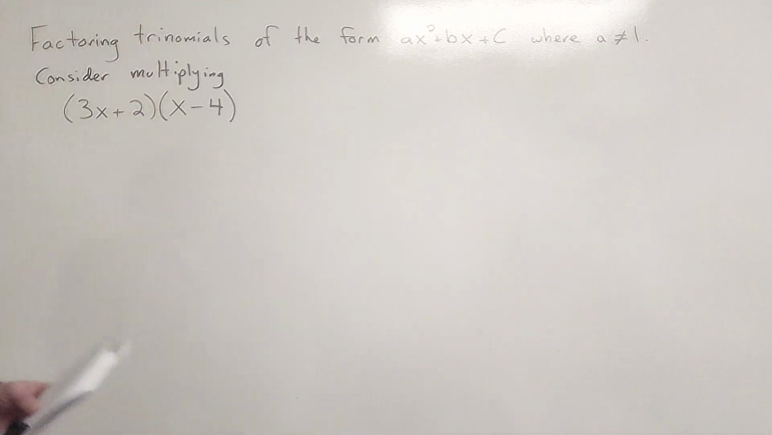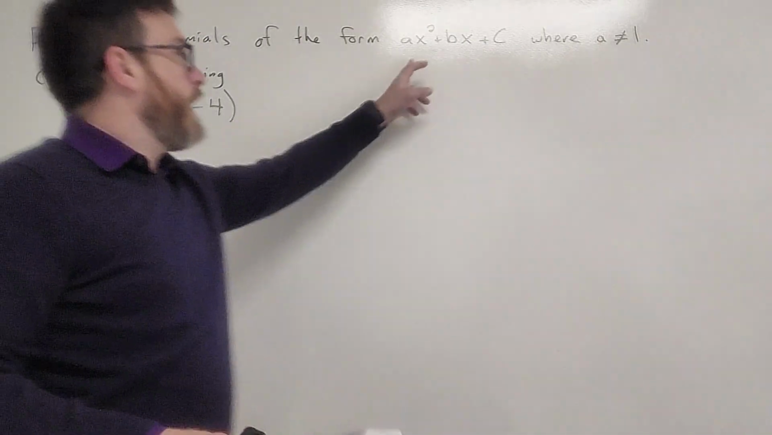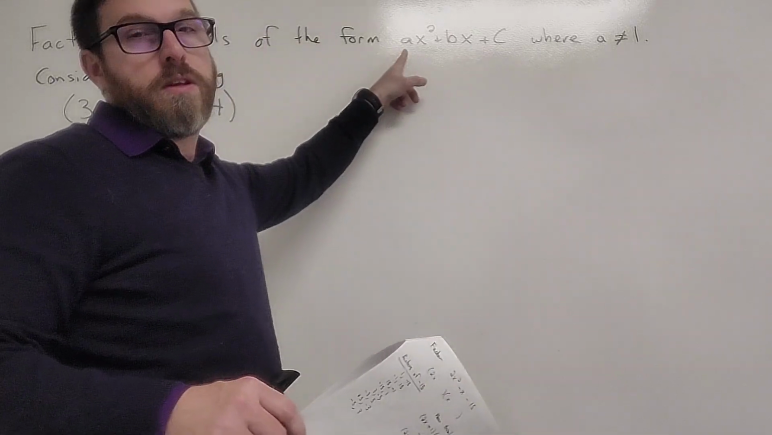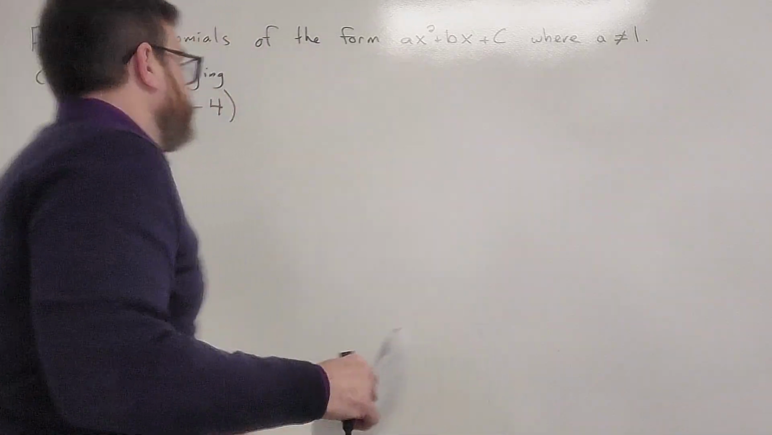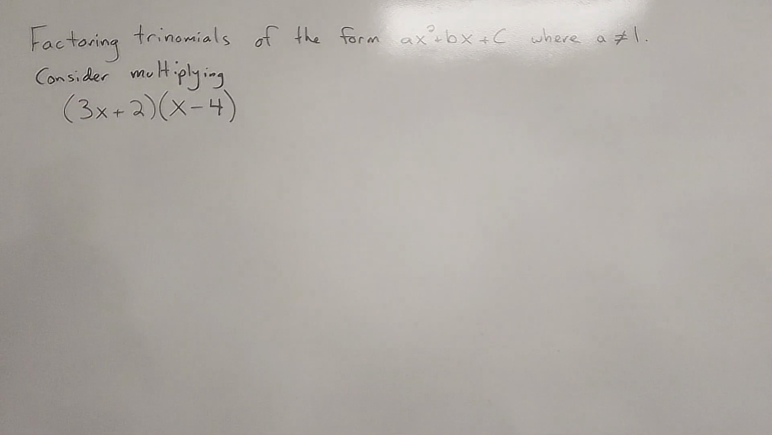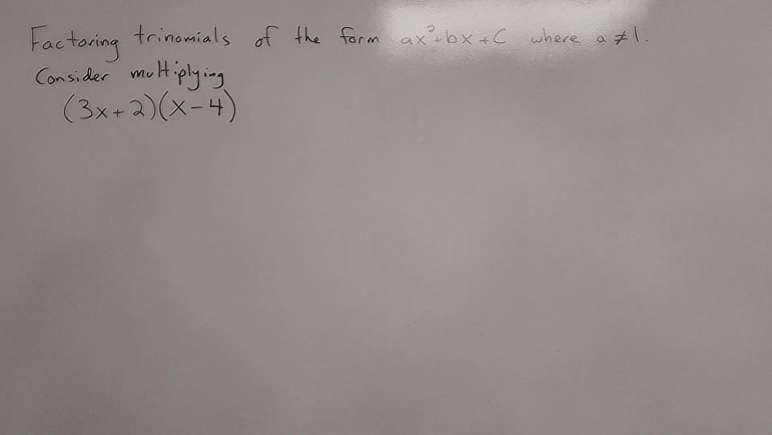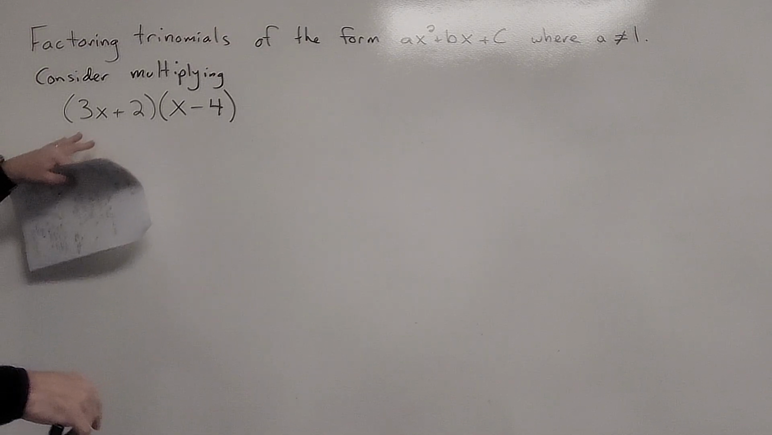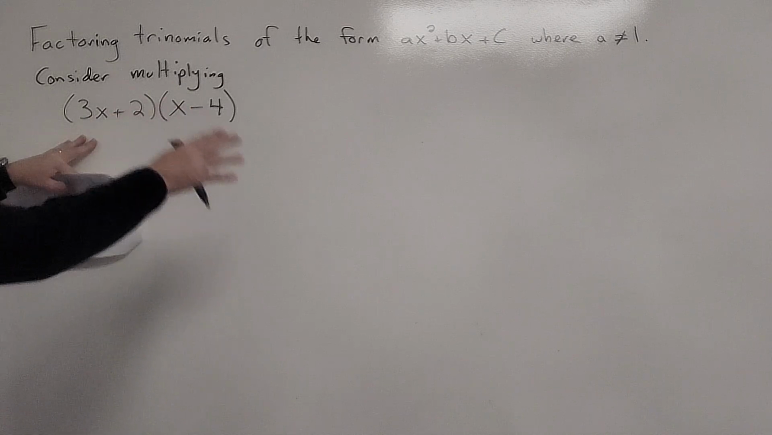So we're going to factor trinomials in the form ax squared plus bx plus c, where the first coefficient is not equal to 1. Before we do that, I want to consider multiplying two binomials and see where this method actually comes from. So when we multiply these two binomials, it really is distributing a binomial over another binomial.